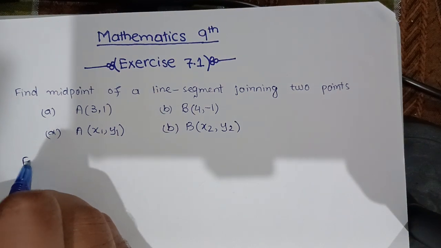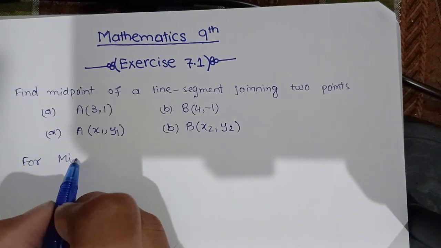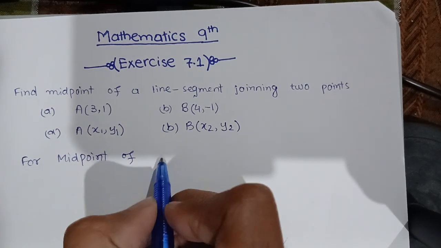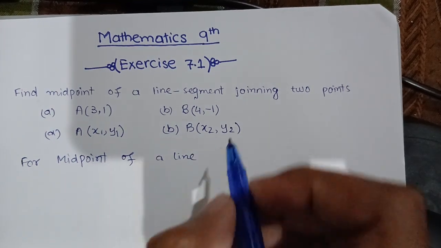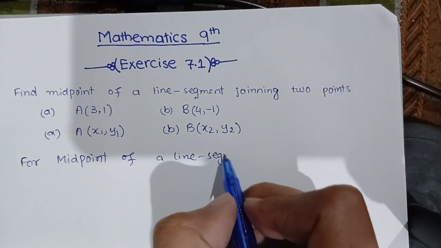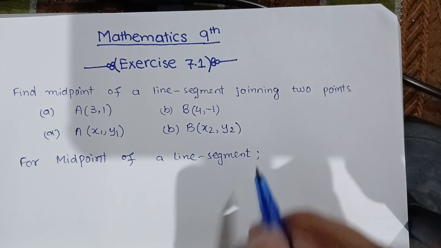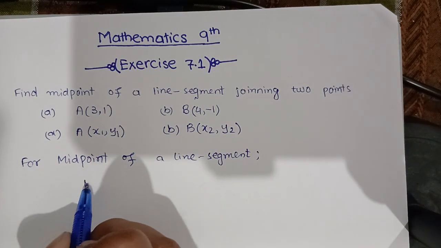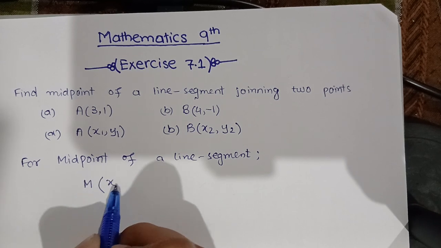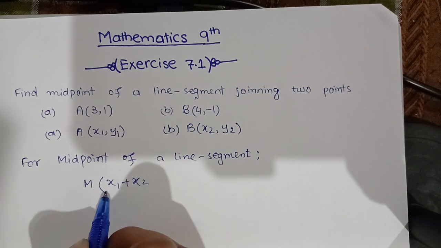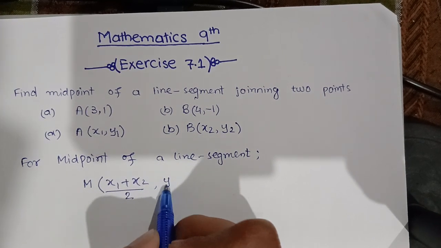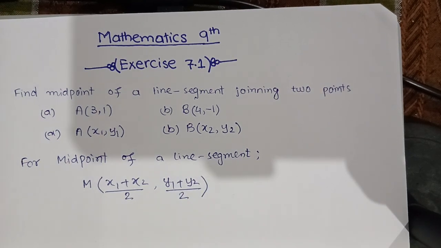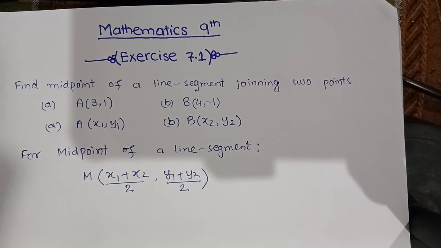So for the midpoint of a line segment, we know a formula. The midpoint, represented for example by M, is (x1 plus x2 divided by 2, y1 plus y2 divided by 2). So this is the formula for the midpoint.